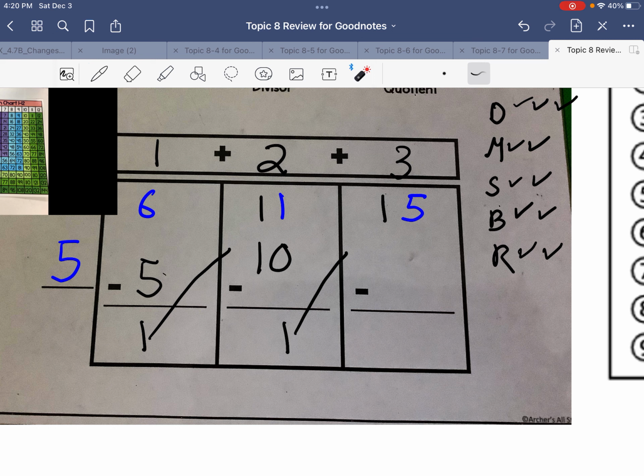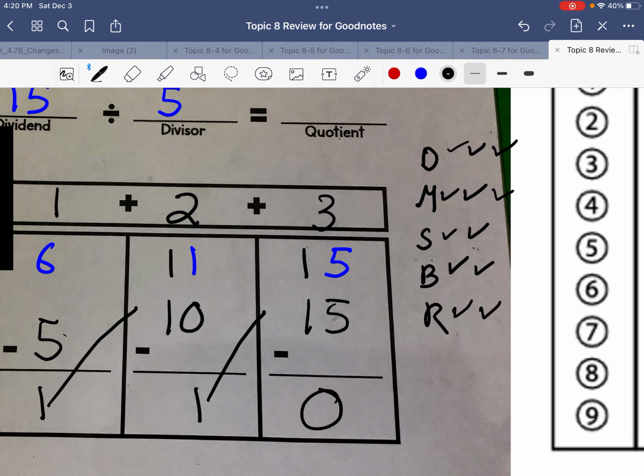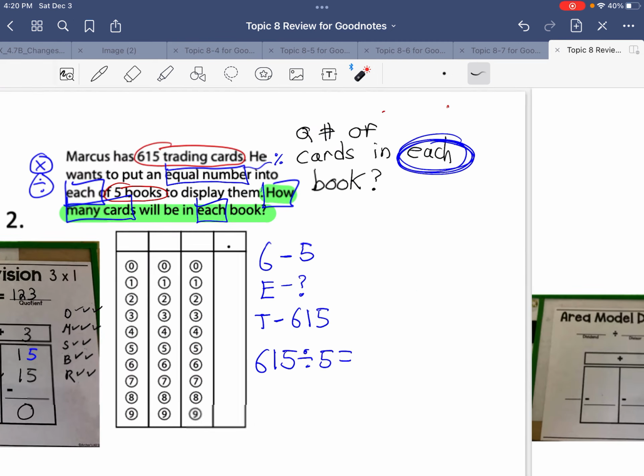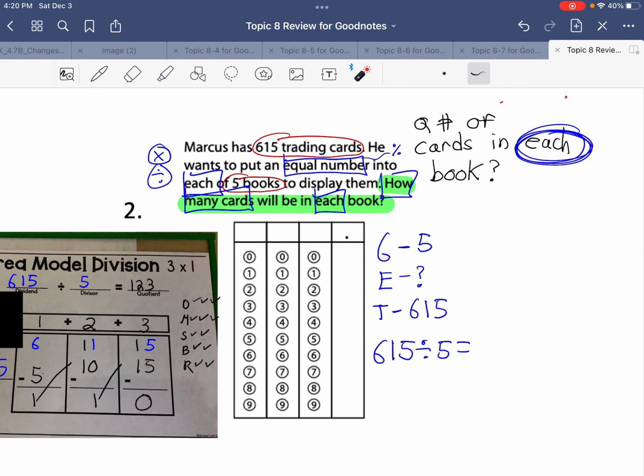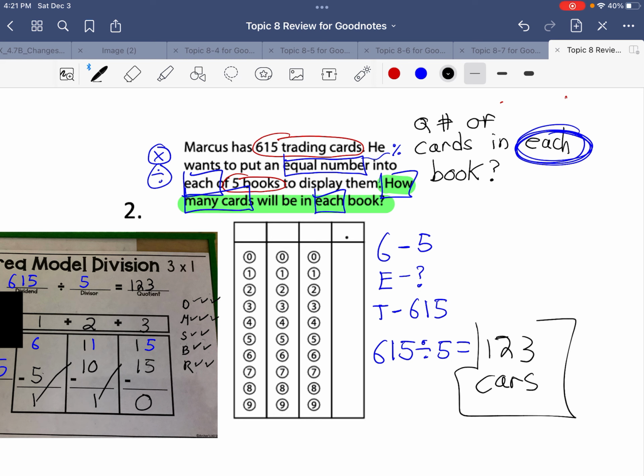5 times 3 is 15. Now I subtract. 15 minus 15 is 0. So my quotient, or my answer, is 123 with a remainder of 0. Okay, so that means the number of cards in each book is going to be 123 cards. And I can put that in my grid. So 1, 2, 3, and I just bubble it in.